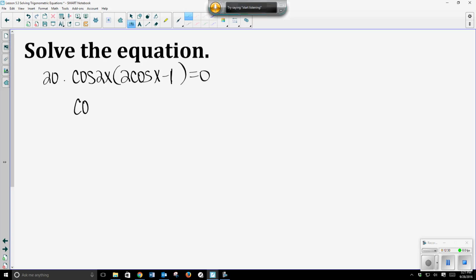So cosine of 2x equals 0. 2 cosine x minus 1 equals 0. So here the cosine 2x equals 0. 2x is equal to, you're going to treat 2x like it's the angle theta. So where is cosine of theta equal to 0? At pi over 2. And that's plus.